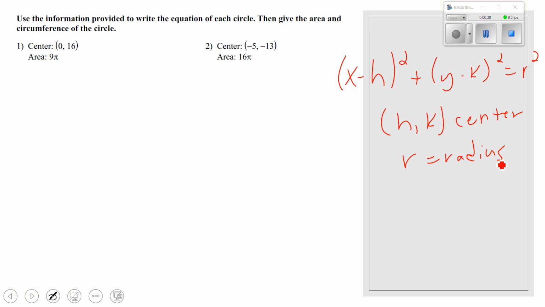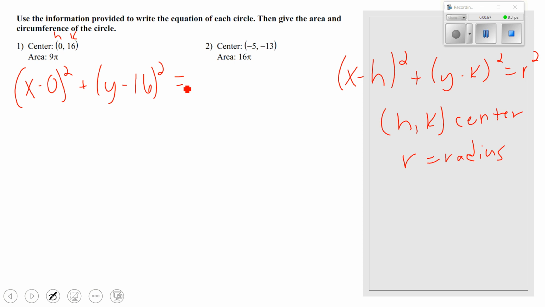So what you do is you still look at your center and you're going to label it h, k and plug that in. I'm going to get (x minus 0) squared plus (y minus 16) squared equals. And I want it to equal r squared, but I don't know what r is. I just know that I have the area.